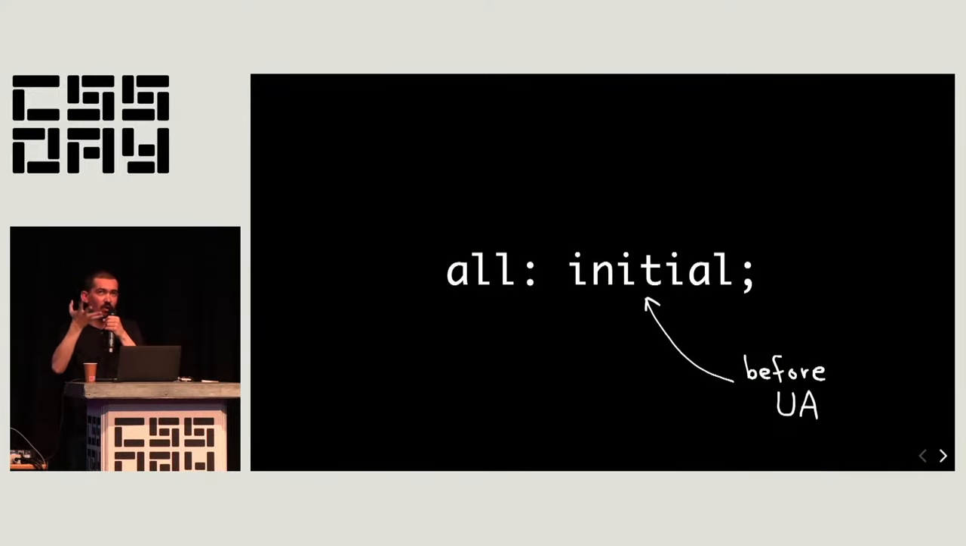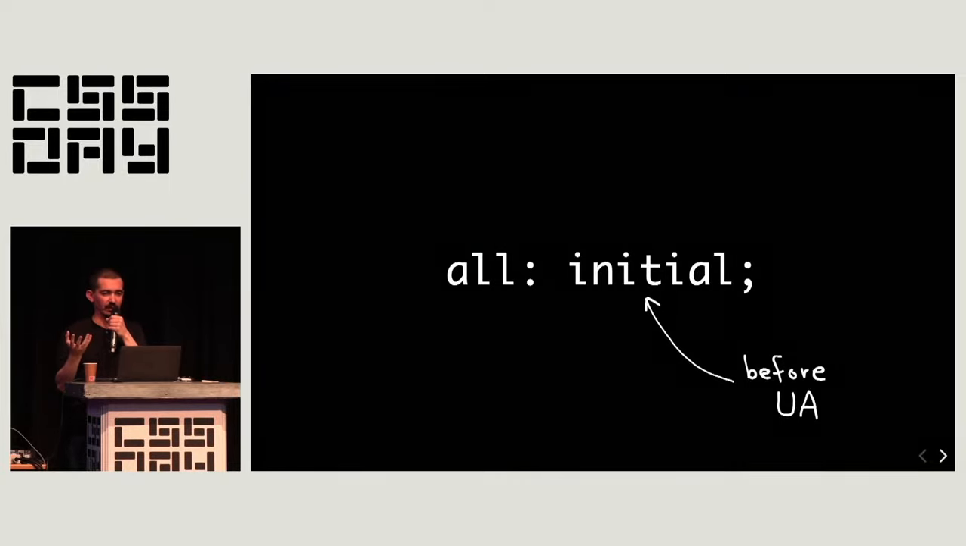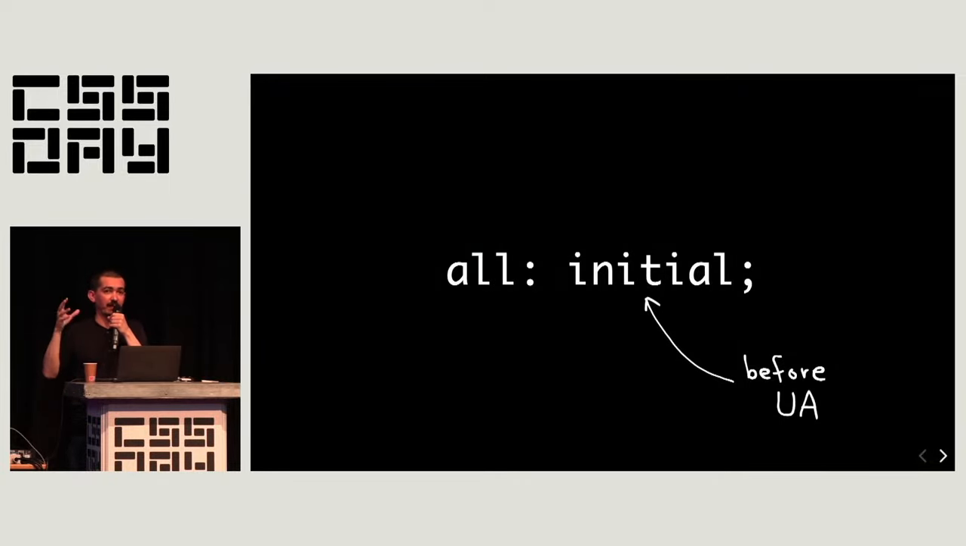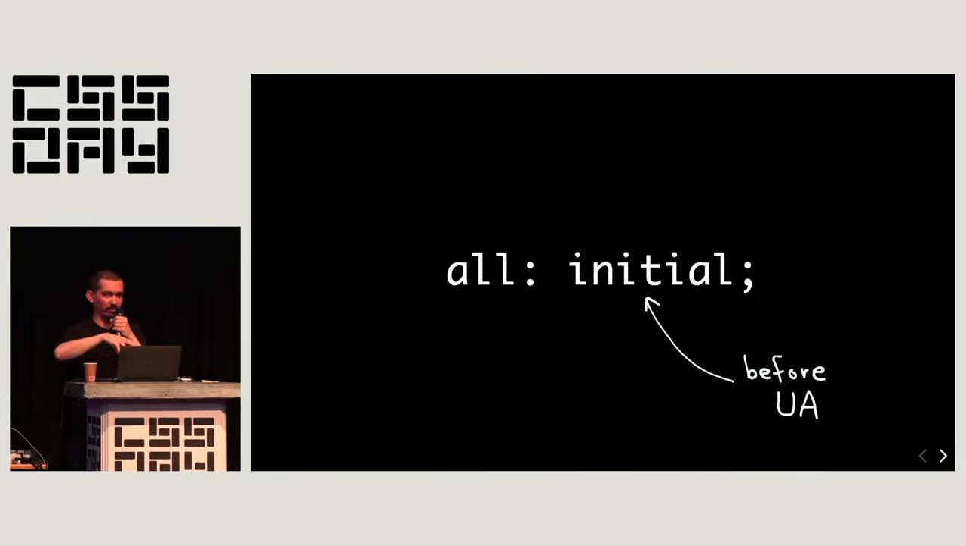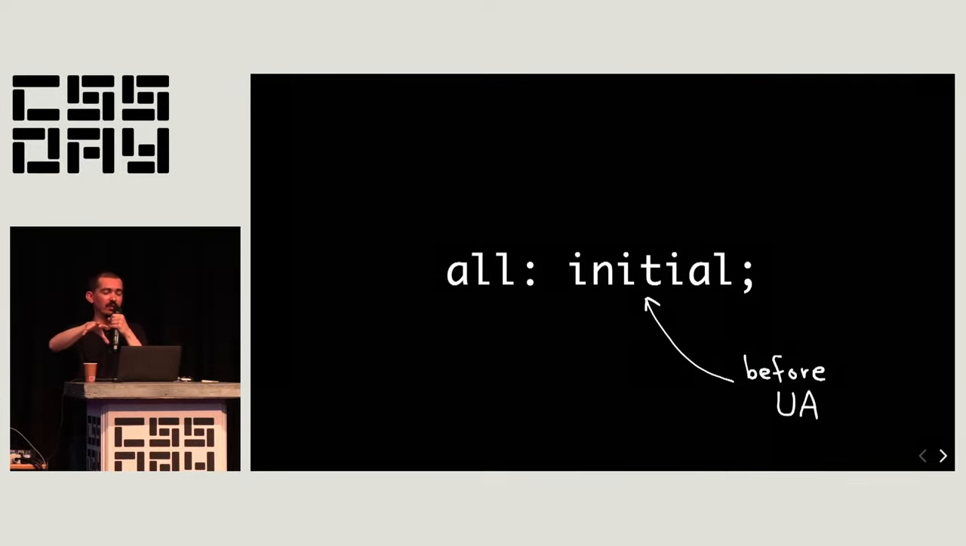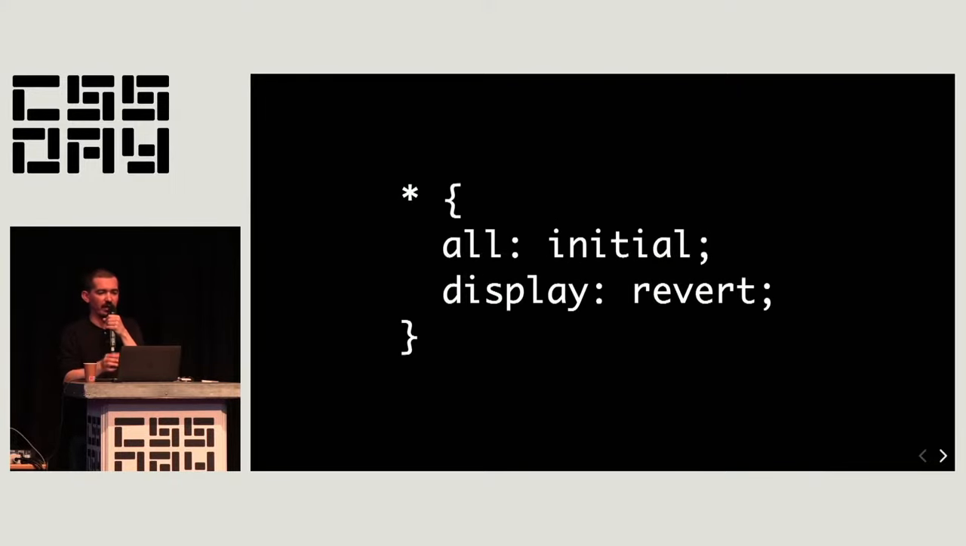But it's not exactly as you might imagine, because I expect it to bring things back to just the user agent styles, but it will take all of that off as well. So it goes back to before that. It goes back to the primordial element, which happens to be an inline element, which is why I tend to use this. If I'm doing this kind of thing, I'll do all initial and then I'll do display revert. So the display revert part makes it so that you kind of build that back in again.